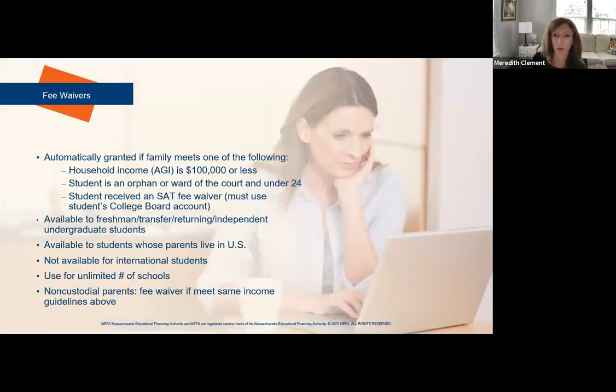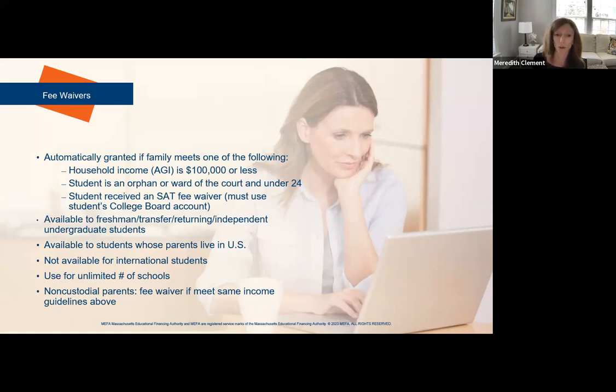Fee waivers are given to students who meet one of the following criteria. Their AGI is $100,000 or less, and that's household AGI, so basically parent AGI. Any student who's an orphan or ward of the court and under 24 years old, and then anyone who already received an SAT fee waiver. These students will be told you're given a fee waiver, you don't have to pay anything to submit the CSS Profile, and there's no limit. You can submit the profile to as many schools as you'd like.